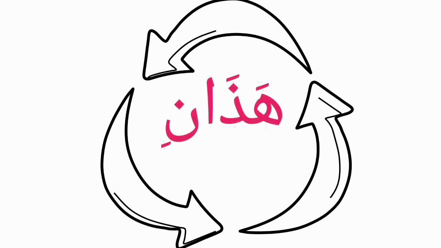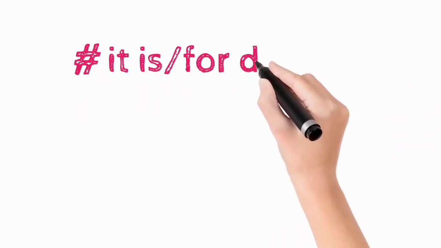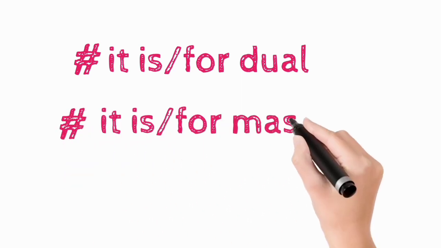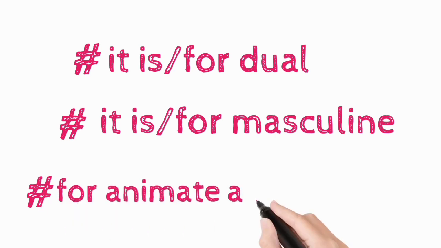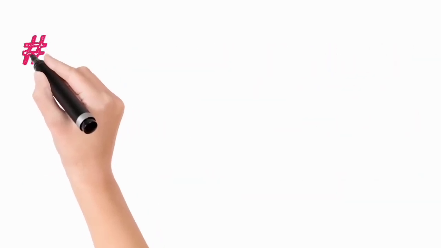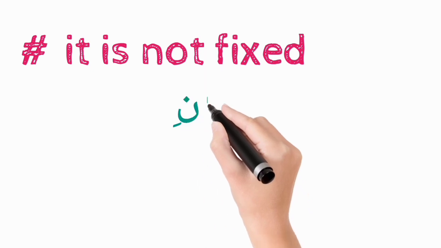For hazani, it simply means these two. Some of the features of hazani is that it is for dual, that is hazani is dual and at the same time used in addressing things that are dual. It is for masculine, that is it is masculine in nature and also used in addressing things that are masculine. And here also it is used in addressing things that are animate or inanimate, provided that those things are dual and masculine at the same time. Most importantly here also is that hazani is not fixed, just like haza.